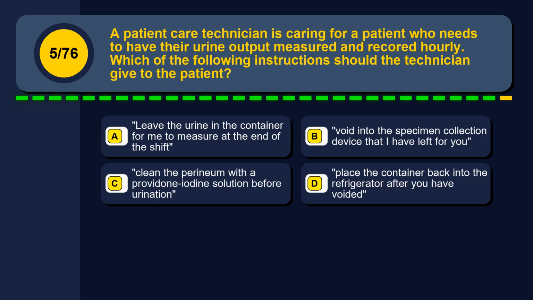Question 5. A patient care technician is caring for a patient who needs to have their urine output measured and recorded hourly. Which of the following instructions should the technician give to the patient? Option A. Leave the urine in the container for me to measure at the end of the shift. Option B. Void into the specimen collection device that I have left for you. Option C. Clean the perineum with a povidone iodine solution before urination. Option D. Place the container back into the refrigerator after you have voided.